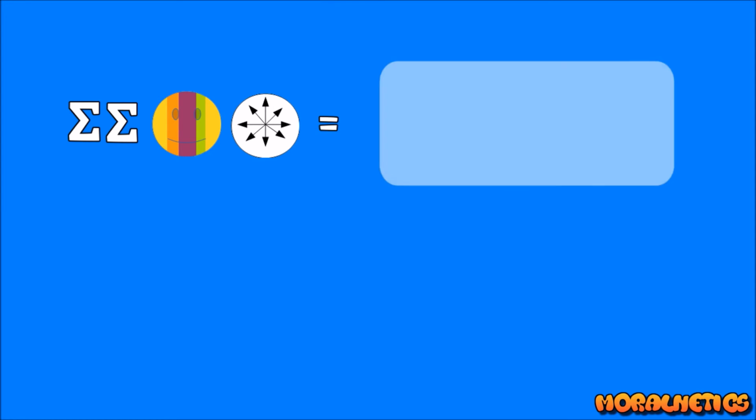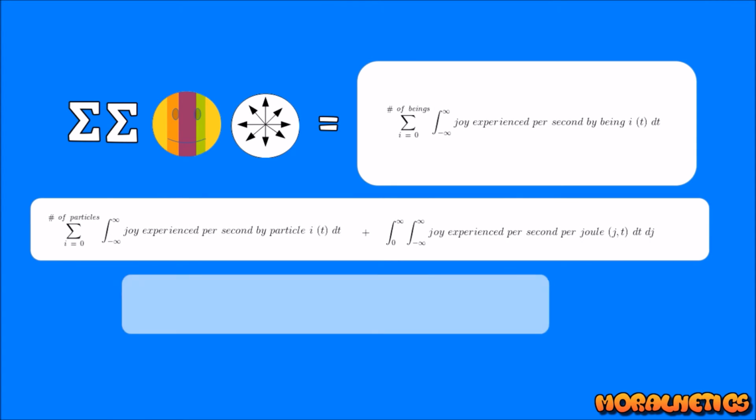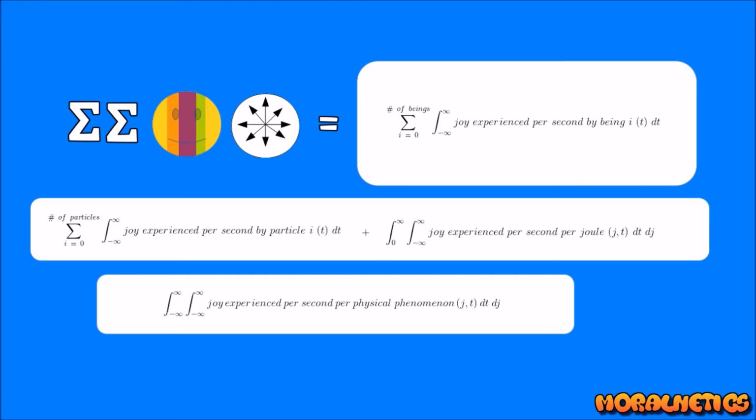This value can be formalized into a mathematical equation as shown. However, experience itself may not be limited to only beings. It might be generated by matter, motion, magnetism, and/or some combination of these and some other physical phenomena.